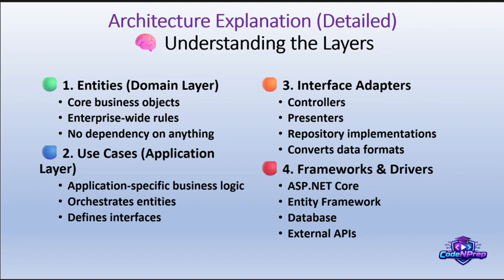Then we have interface adapters. These convert HTTP requests into use case input and database models into domain models. Finally, the outermost layer is frameworks, like ASP.NET Core or SQL Server, etc. The golden rule is that dependencies always point inwards.